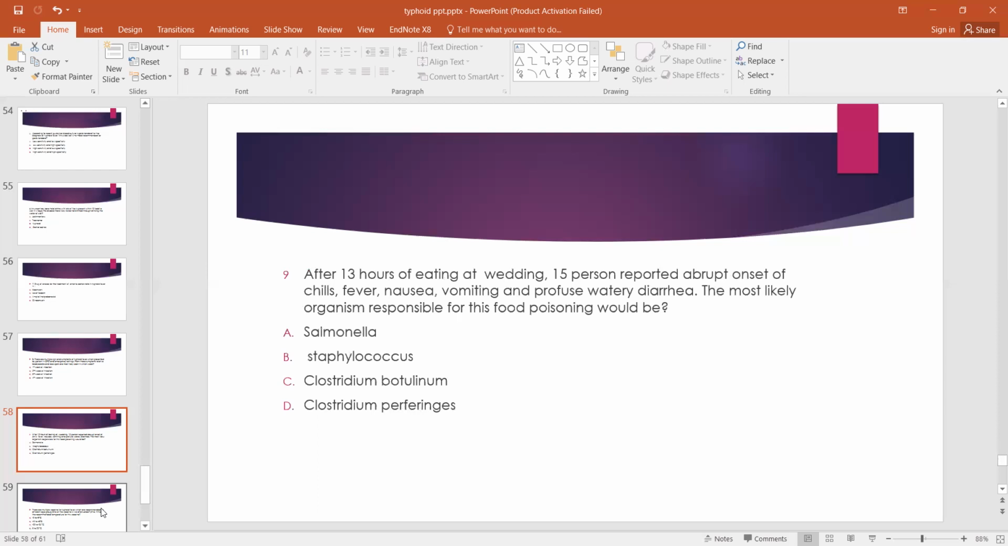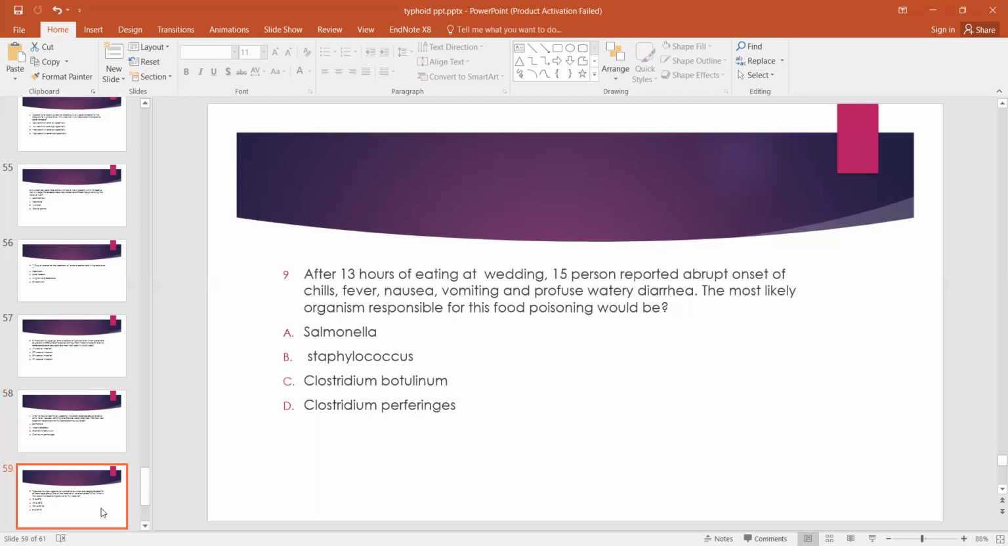After 13 hours of eating at a wedding, 15% reported abrupt onset of chills, fever, nausea, vomiting, and profuse white watery diarrhea. The most likely organism responsible for this food poisoning would be Salmonella, Staphylococcus, Clostridium botulinum, or Clostridium perfringens? A. A, Salmonella is the right answer.